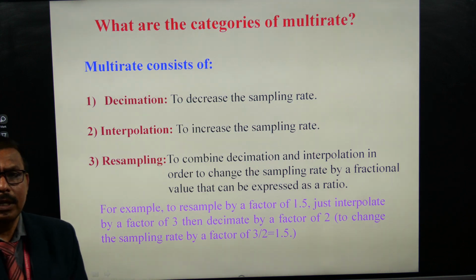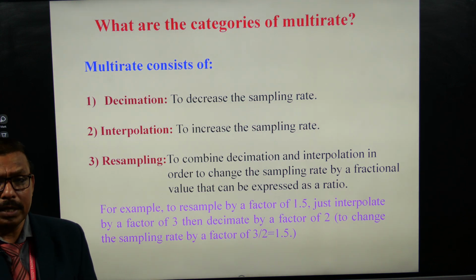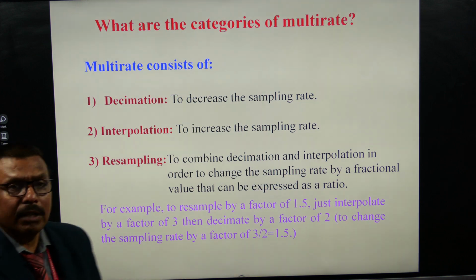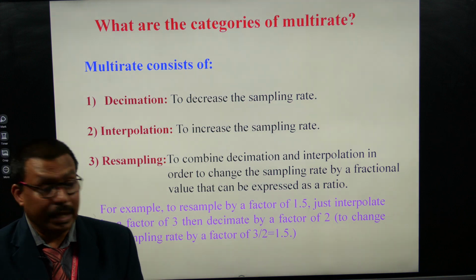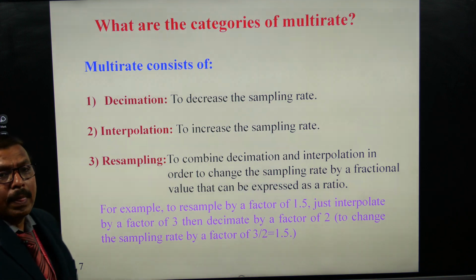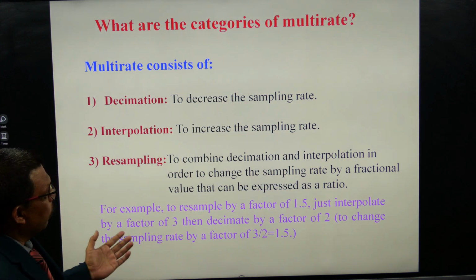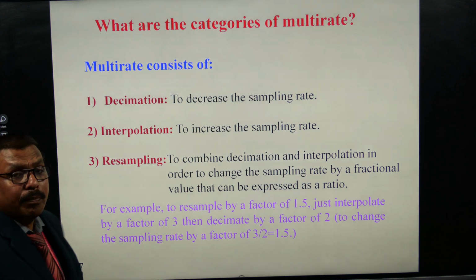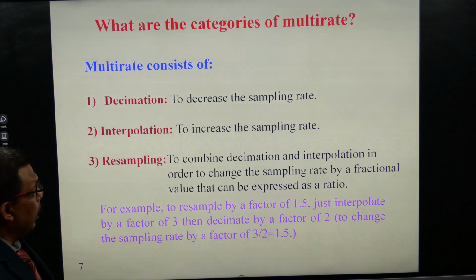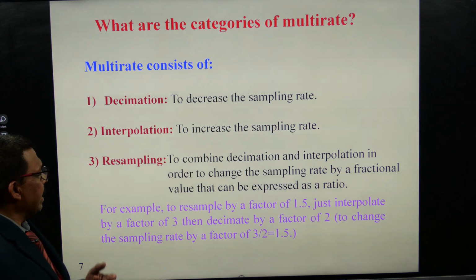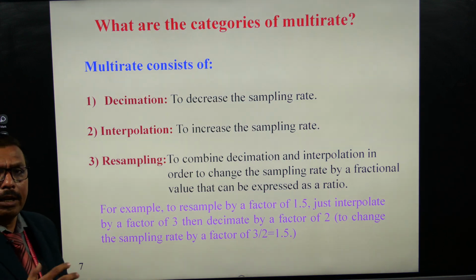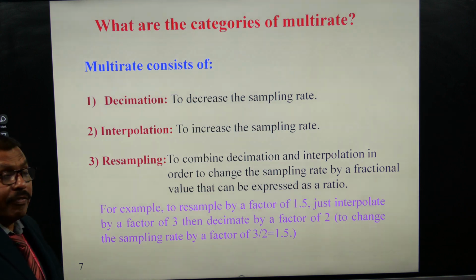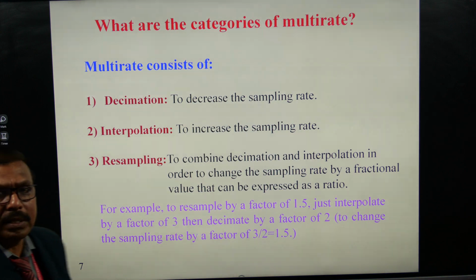There are two broad techniques. One is upsampling, another is downsampling. The third is a hybrid technique, which we call resampling. First is decimation or downsampling, to decrease the sampling rate. Second is interpolation or upsampling, to increase the sampling rate. Resampling combines decimation and interpolation in order to change the sampling rate by a fractional value that can be expressed as a ratio.